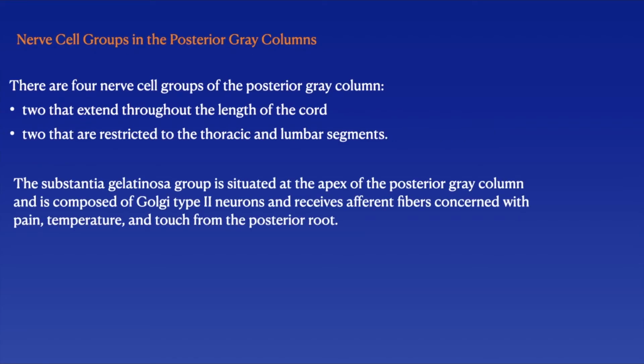The nerve cell groups in the posterior gray columns. There are 4 nerve cell groups, 2 that extend throughout the length of the cord and 2 that are restricted to the thoracic and lumbar segments. The substantia gelatinosa group is situated in the apex of the posterior gray column, and it's composed of Golgi type 2 neurons. These receive afferent fibers concerned with pain, temperature, and touch from the posterior root.